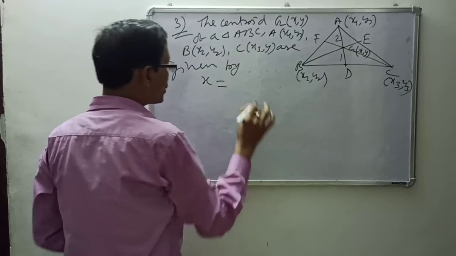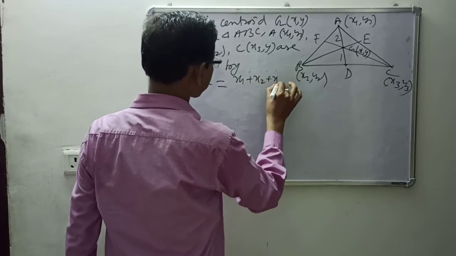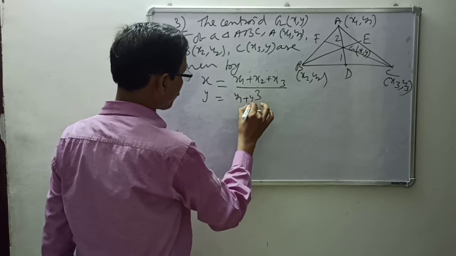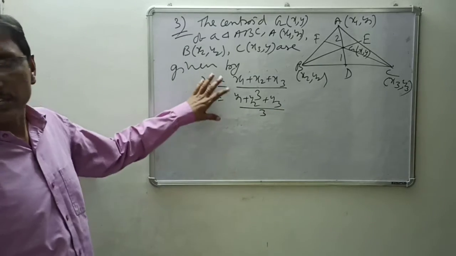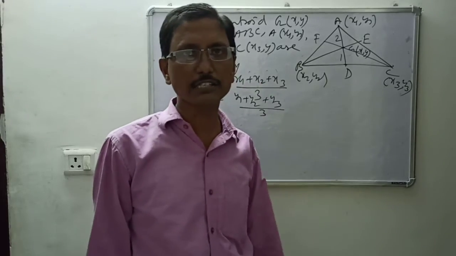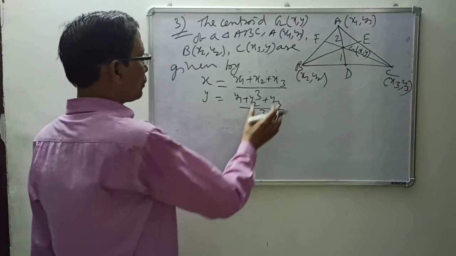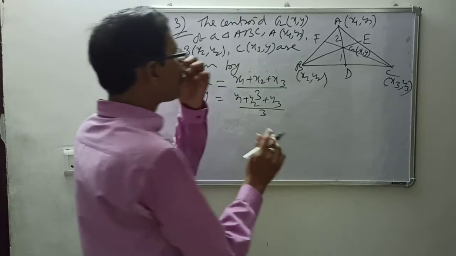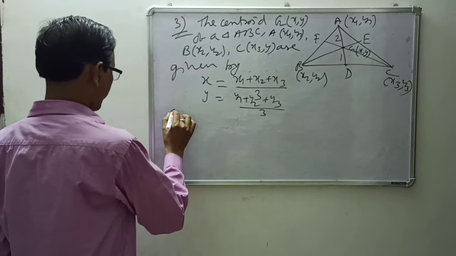G point's x coordinate, that will be what? x equals x1 plus x2 plus x3 by 3 and y equals y1 plus y2 plus y3 by 3. The centroid of a triangle is equal to, that's one, (x1 plus x2 plus x3)/3, (y1 plus y2 plus y3)/3. Okay, so what we can do, that to be derived. So centroid means it is the point of intersection of its medians. So first of all you have to see the median.